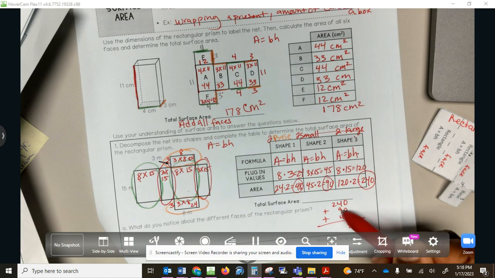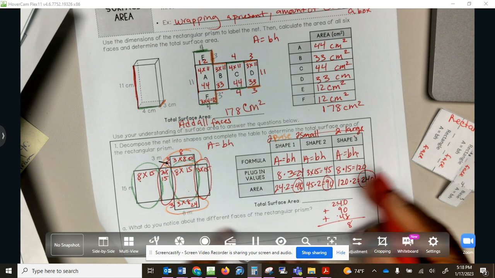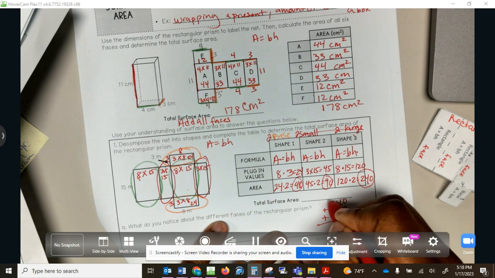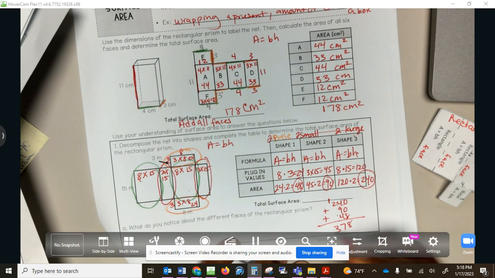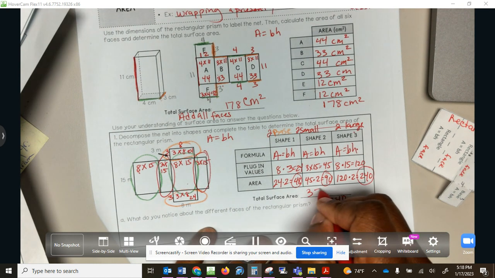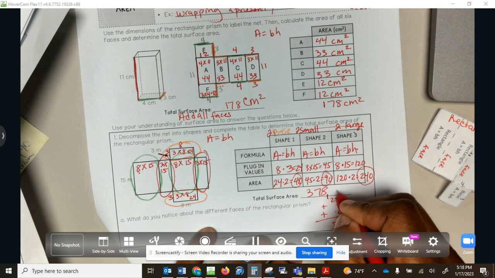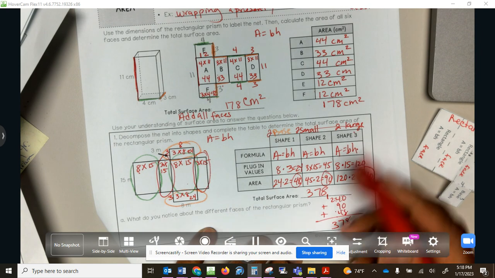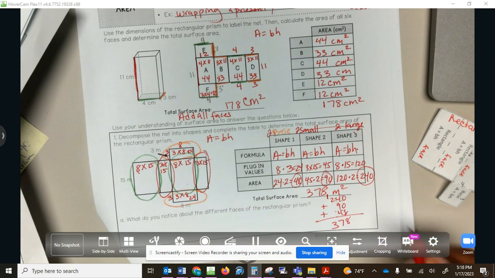So it's 8, 9, 10, 11, 12, 13, 14, 15, 16, 17. 7, carry the 1, 3. So 378. So my total surface area is 378. And the unit that we're using is meters squared.